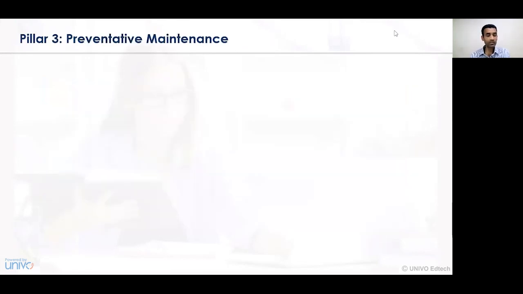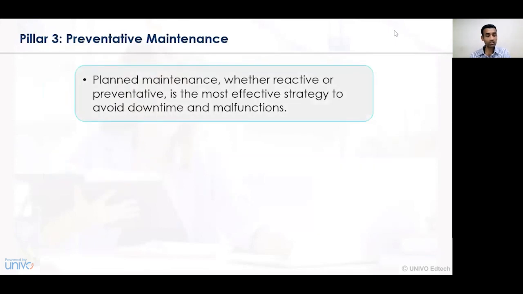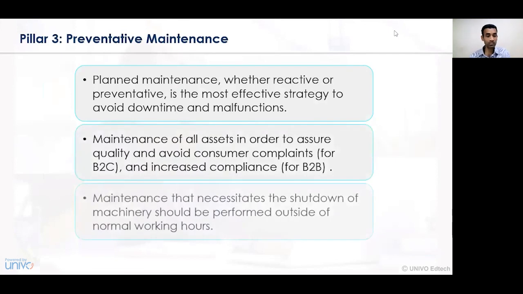The third pillar of TPM, that is total productive maintenance, is preventive maintenance, wherein it focuses on the various planned activities or planned maintenance, whether reactive or preventative. So it is the most effective strategy to address downtime and to control the various malfunctions in the business organization. So there are various concerns wherein the downtime may arise, the machine may go to a breakdown, and there are various malfunctioning activities.